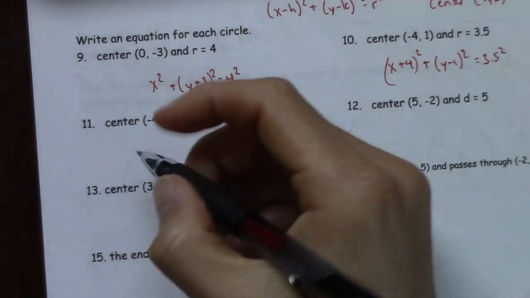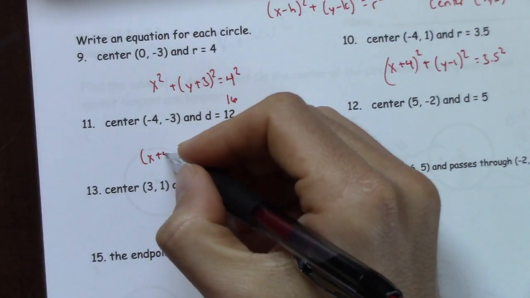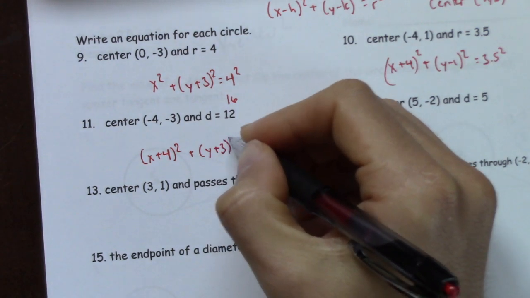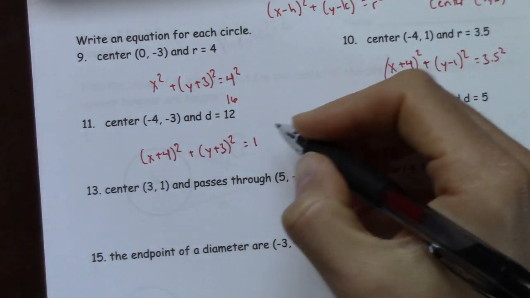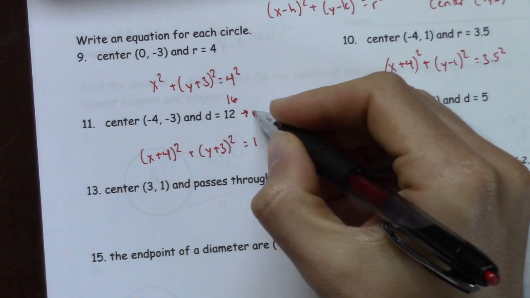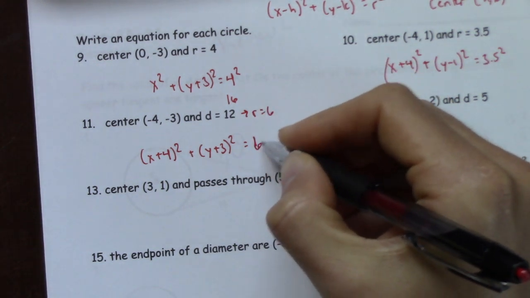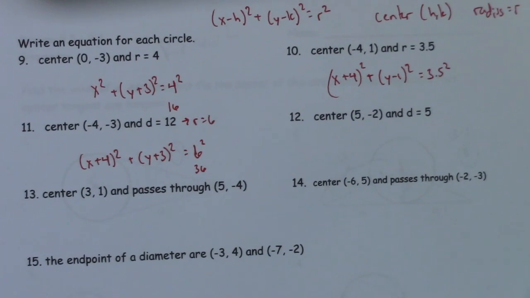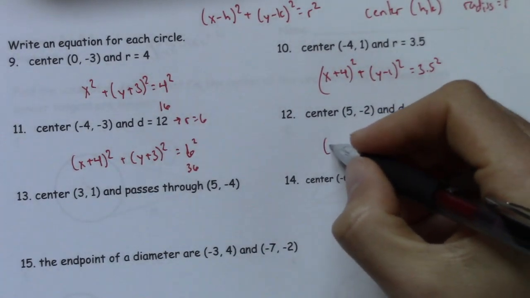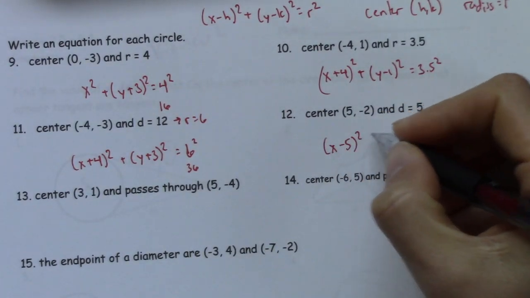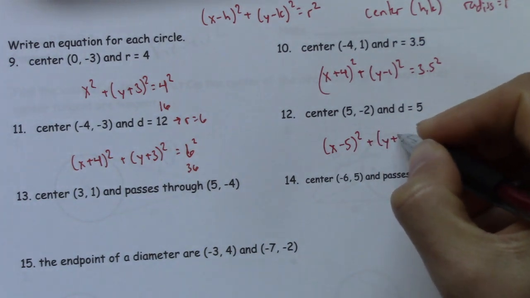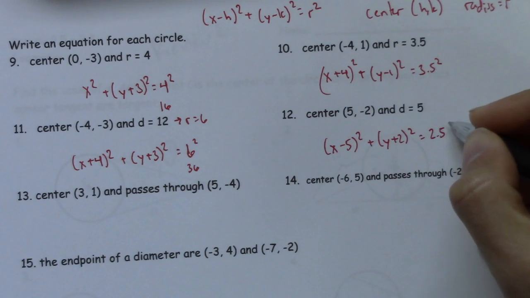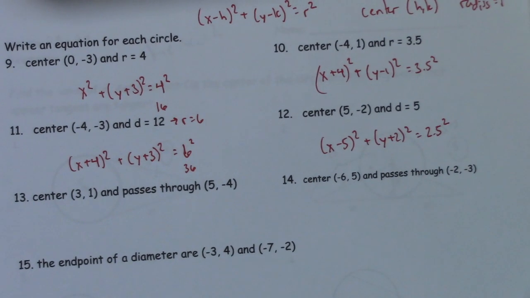Number 11, (x + 4)² + (y + 3)² is equal to, diameter is 12, which means radius is 6. 6 squared, or 36. Number 12, (x − 5)² + (y + 2)² is equal to, again, diameter, so I'm going to change that to the radius, 2.5².